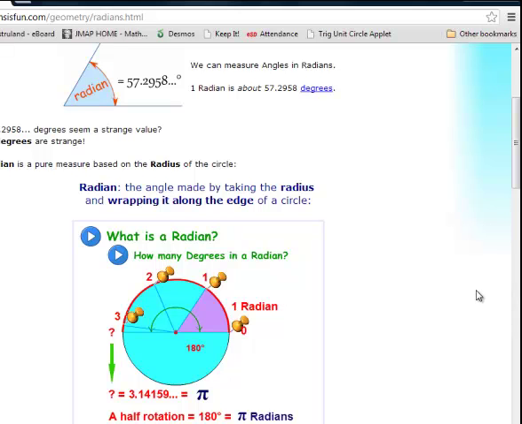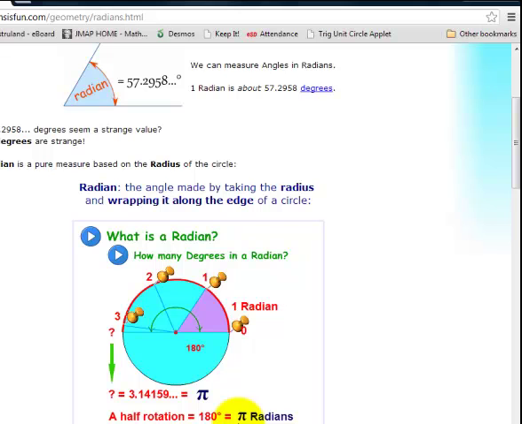So what happened here was we started taking this radius and we laid it out on the circle. There's 1 radius, 2 radii, 3 radii, and a little bit more. And you know what number that became? Pi. So that was 180 degrees. We saw that in 180 degrees we had 3.14 radii. So now 180 degrees is pi.